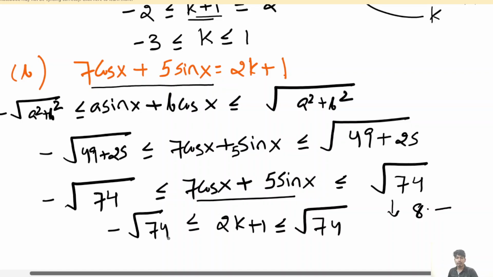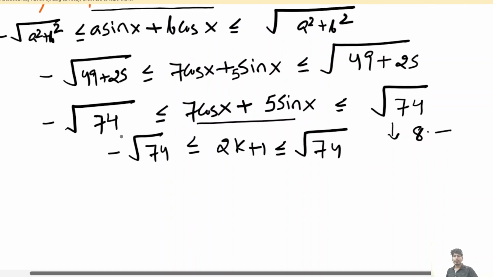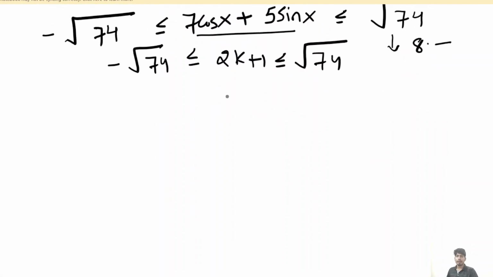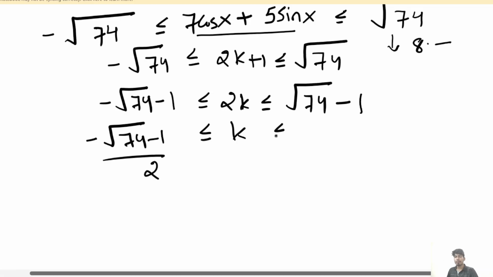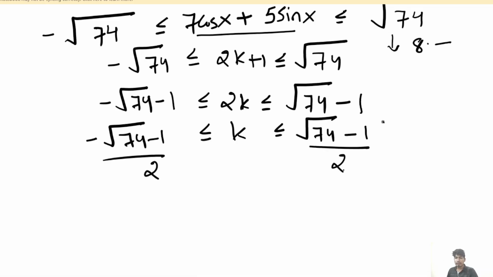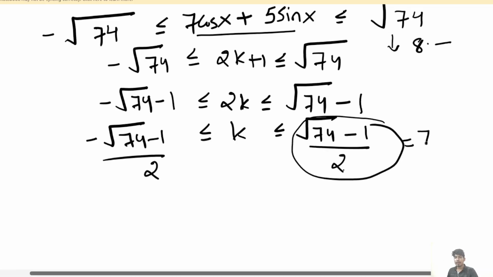Then subtract 1 from both sides. This becomes 2k between minus root 74 minus 1 and root 74 minus 1. Then divide by 2, so this becomes minus root 74 minus 1 upon 2 and root 74 minus 1 upon 2. The integer values here are 7 and minus 9.